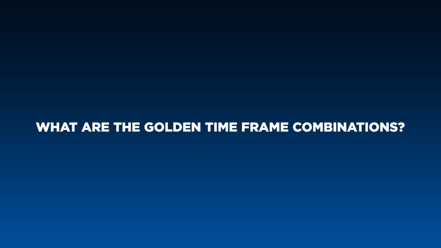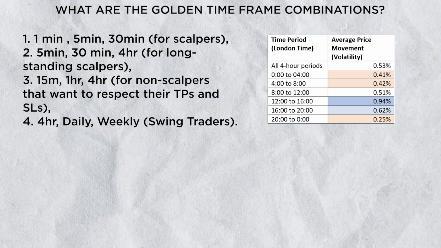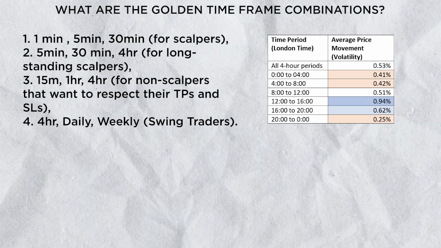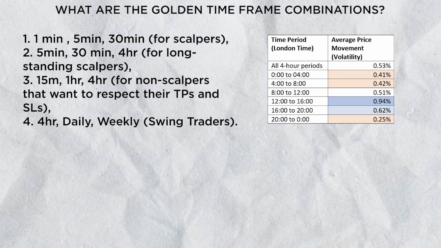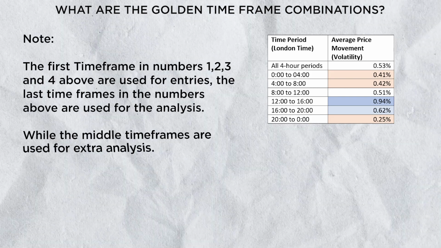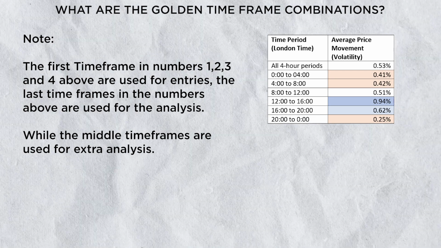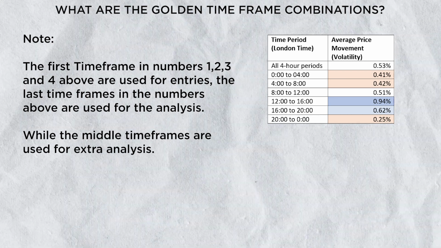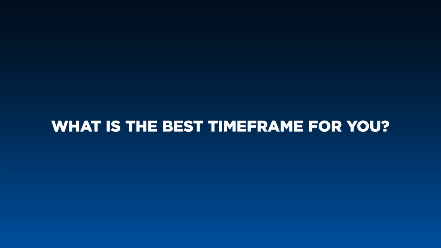What are the golden time frame combinations? 1. 1 minute, 5 minutes, 30 minutes for scalpers. 2. 5 minutes, 30 minutes, 4 hours for long-standing scalpers. 3. 15 minutes, 1 hour, 4 hours for non-scalpers that want to respect their TPs and SLs. 4. 4 hours, daily, weekly for swing traders. Note, the first time frame in numbers 1, 2, 3 and 4 above is used for entries. The last time frames in the numbers above are used for the analysis, while the middle time frames are used for extra analysis.